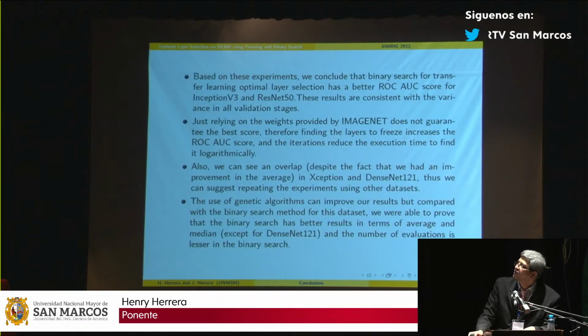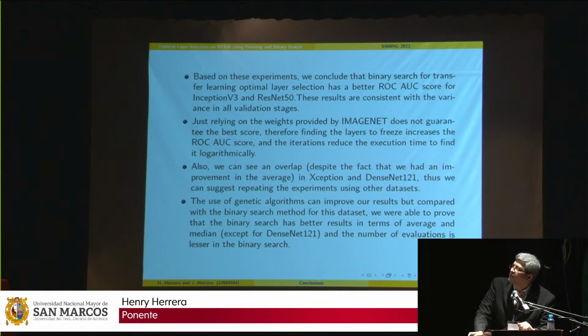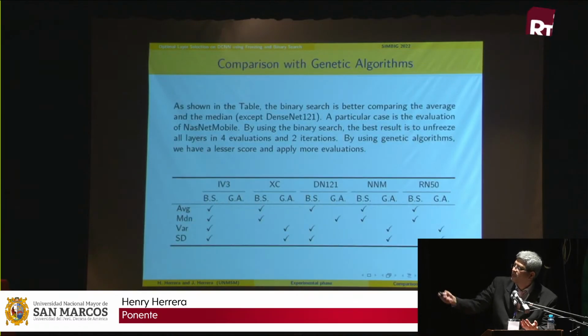Finally, in our conclusions, and based on these experiments, we can conclude that binary search for transfer learning has a better ROC-AUC score, okay, for Inception and ResNet 50, and is consistent with the standard deviation and variance in all validation stages. Also, just relying on ImageNet does not guarantee the best score. Also, as was presented in the paper, we can see an overlap despite the fact we have the improvement in the average, as it was shown here, okay?